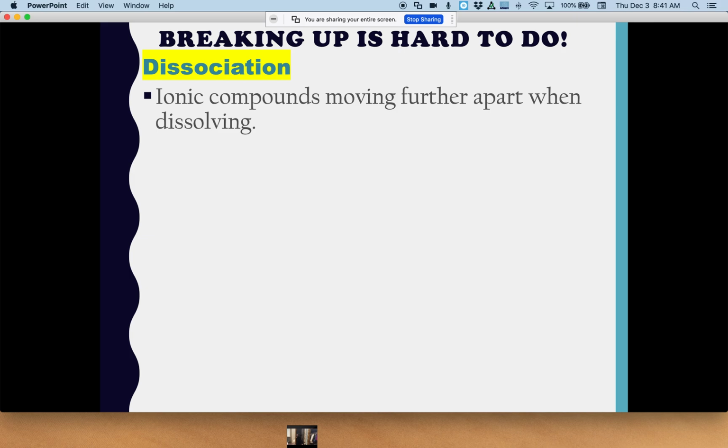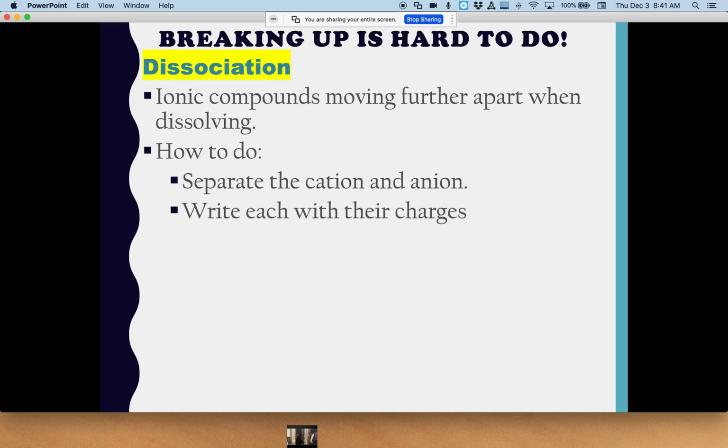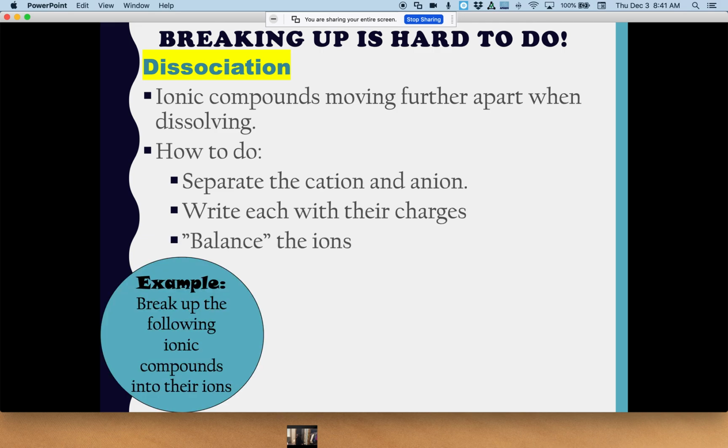Now, one of the things that you're going to have to do is what we call dissociation. And this is basically just writing the chemical equation of the process of an ionic compound dissolving. It's really not that hard. So you'll be given a substance. You're probably going to need your pink sheets again.